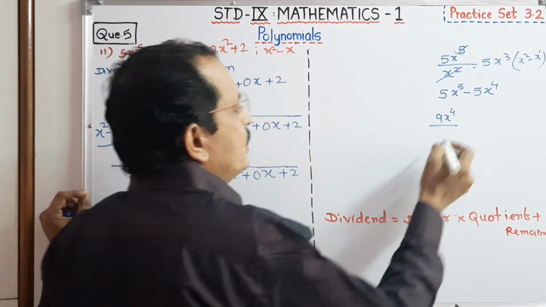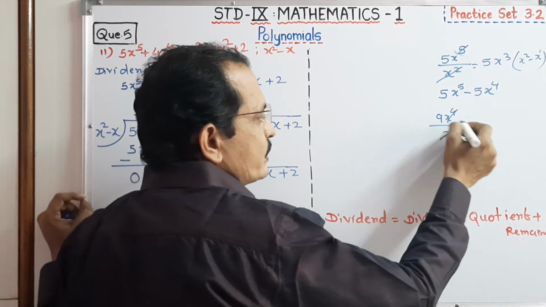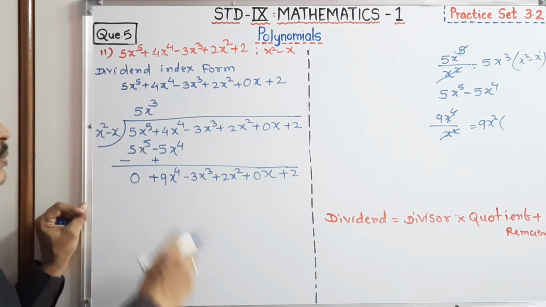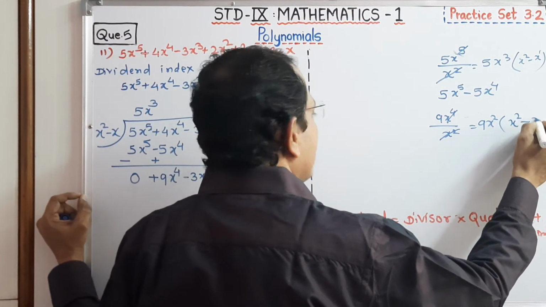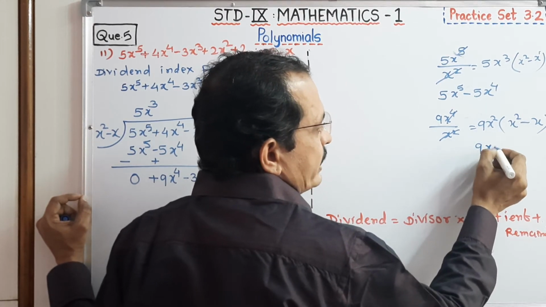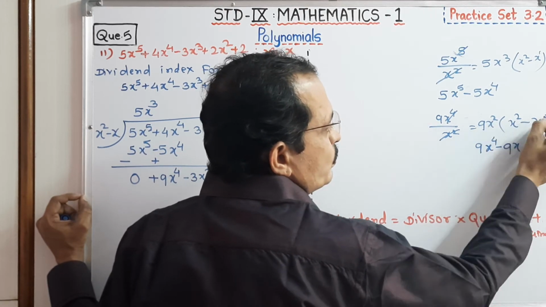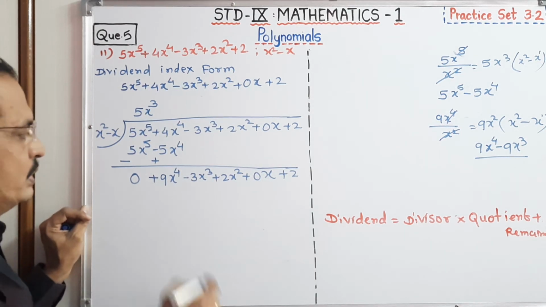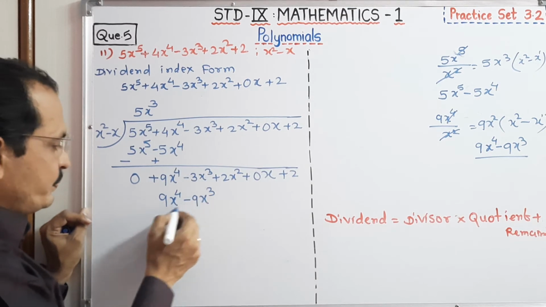9x raised to 4 divided by x square, the x square gets cancelled, it is 9x square. And this 9x square we have to multiply with x square minus x. Now 9 x raised to 2, x raised to 2, x raised to 4 minus 9 ones are 9, x 2 plus 1 it is 3. 9x raised to 4 minus 9x cube.